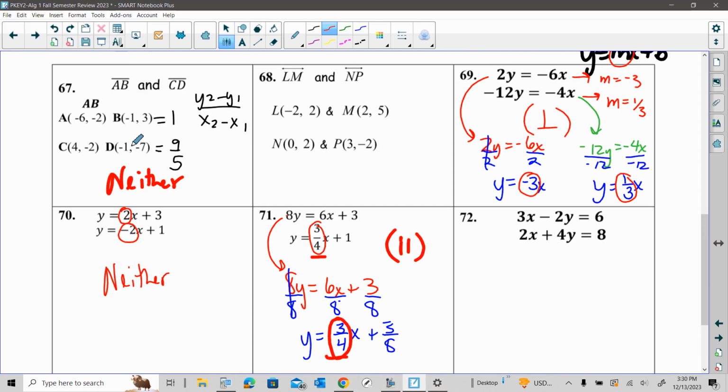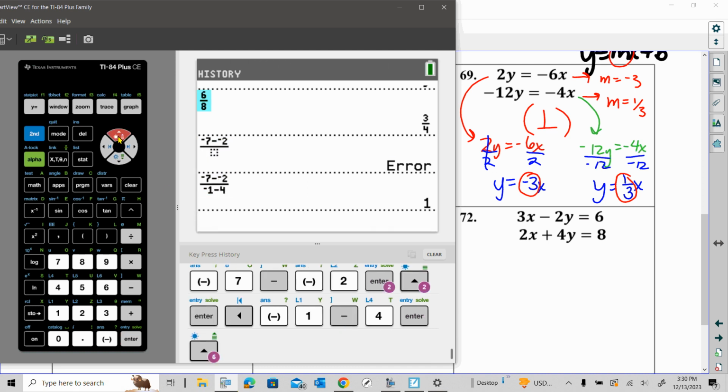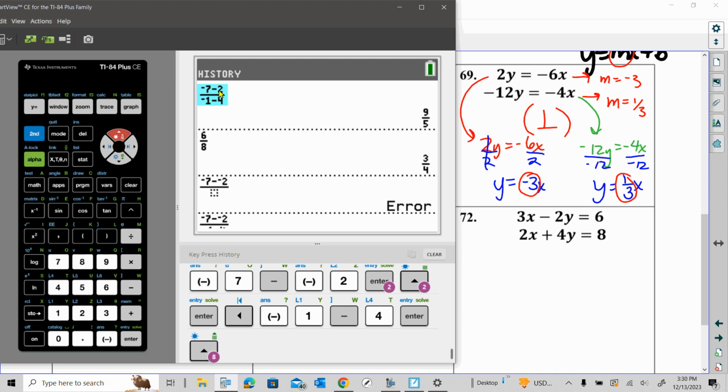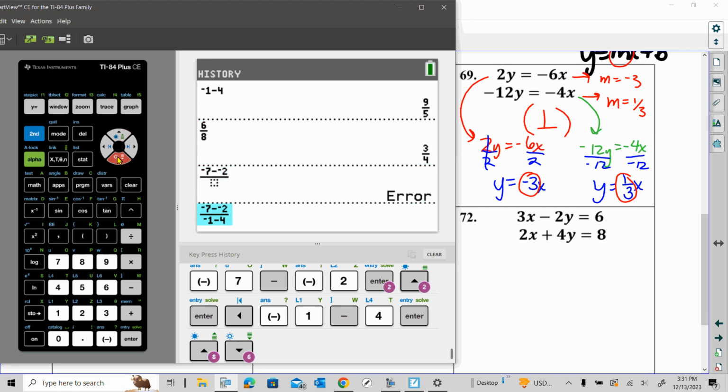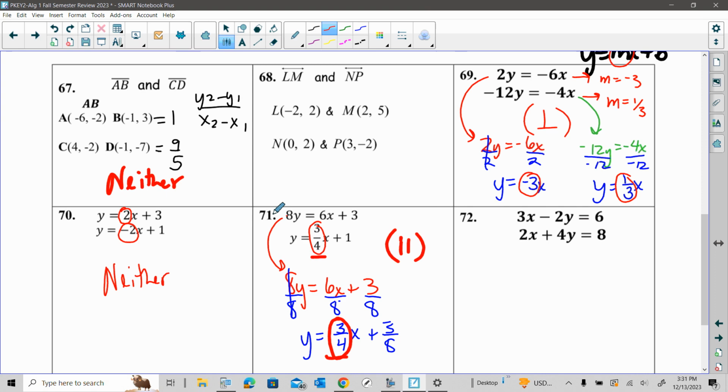Yeah, guys, I just checked. I forgot I typed this in wrong, so I'm going to go back to my calculator here. I'll go up to where it was. There it is. I forgot to put -2 for the y2. Okay, so it wasn't 9/5. It was actually 1 here. So I do need to fix that one.